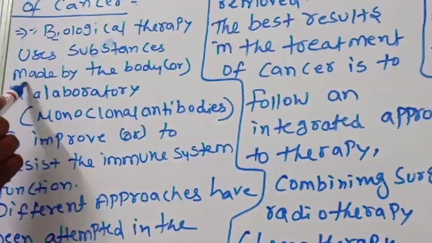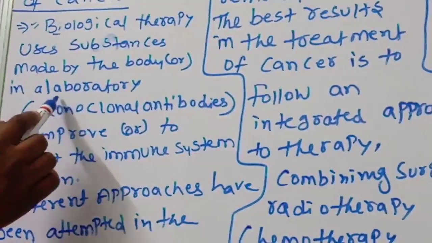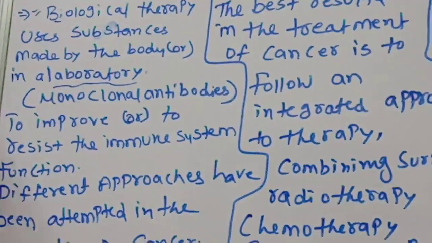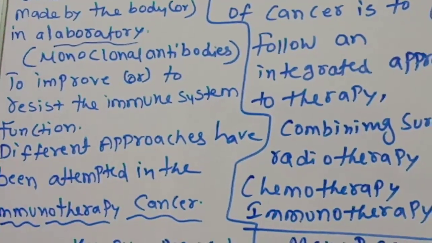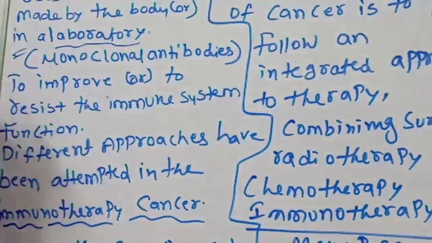It uses substances made by the body or in a laboratory. Even in a laboratory we can produce some substances for treatment. They are called monoclonal antibodies.